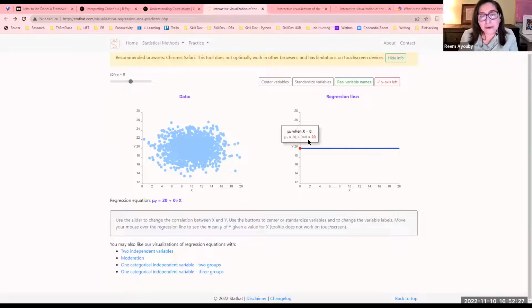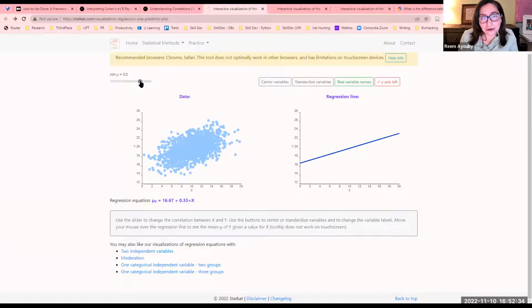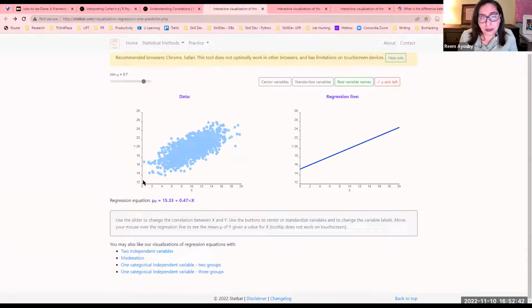And so here we can see this is a correlation. If we change the correlation, we can see how at a correlation of 0.7, there's a positive trend up. So if X increases, Y also increases. And we see the regression line here. And so that's one visualization that you can play around with.